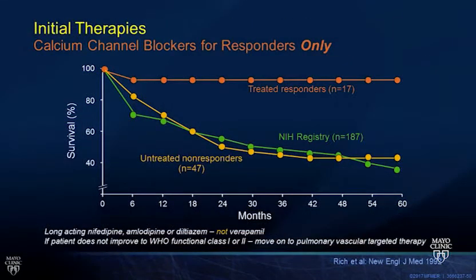Calcium channel blockers, for patients who respond, they do remarkably well. Survival advantage. Now bear in mind, old study, only 17 responders compared to the registry data. And generally, the drugs we use are nifedipine, amlodipine, or diltiazem, not verapamil. So verapamil should never be used in pulmonary hypertension.